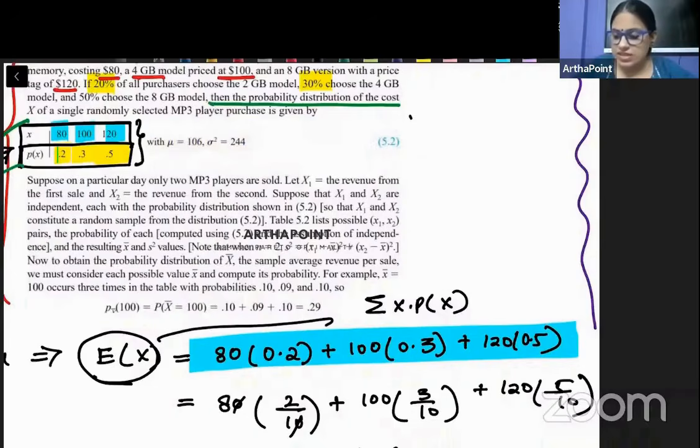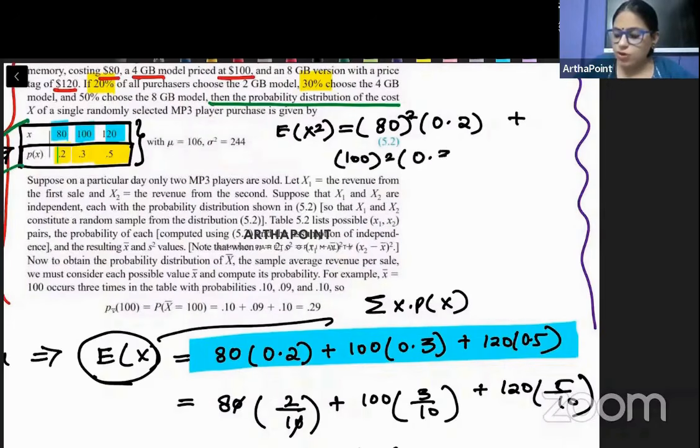I will realize in this case that E of x square will be 80 square into 0.2 plus 100 square into 0.3 plus 120 square into 0.5. Right, beta? So quickly we will go ahead and we will calculate this.